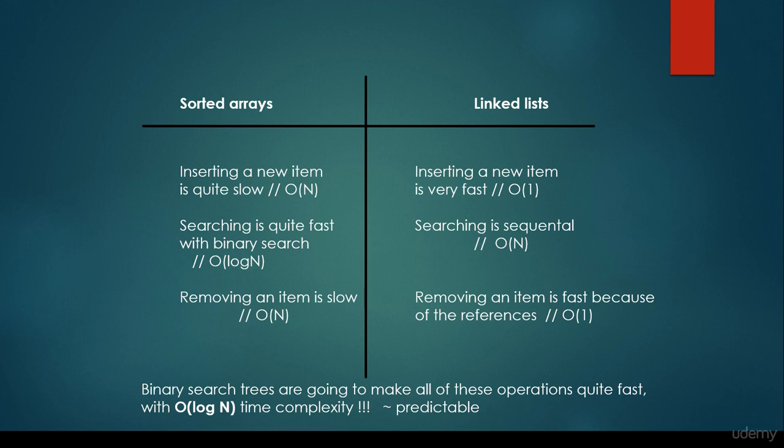And basically that's why binary search trees are very good, because binary search trees are going to make all of these operations quite fast in logarithmic time complexity. And what's very important is that this binary search tree is going to be predictable. We know that, okay, logarithmic complexity for all the operations. It doesn't matter whether the user is going to search more, or insert at the beginning of the list or the end of the list. The operation is going to take O(log n) time complexity.